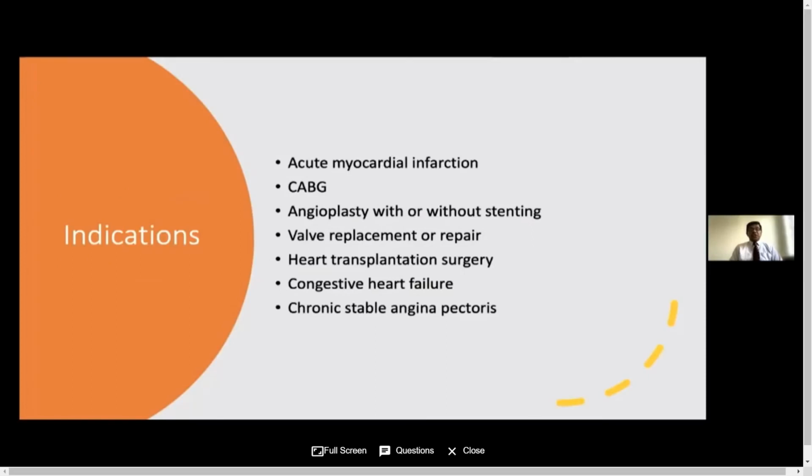What are the indications? Acute myocardial infarction, coronary artery bypass grafting, angioplasty with or without stenting, valve replacement or repair, heart transplantation surgery, congestive heart failure, and chronic stable angina pectoris.